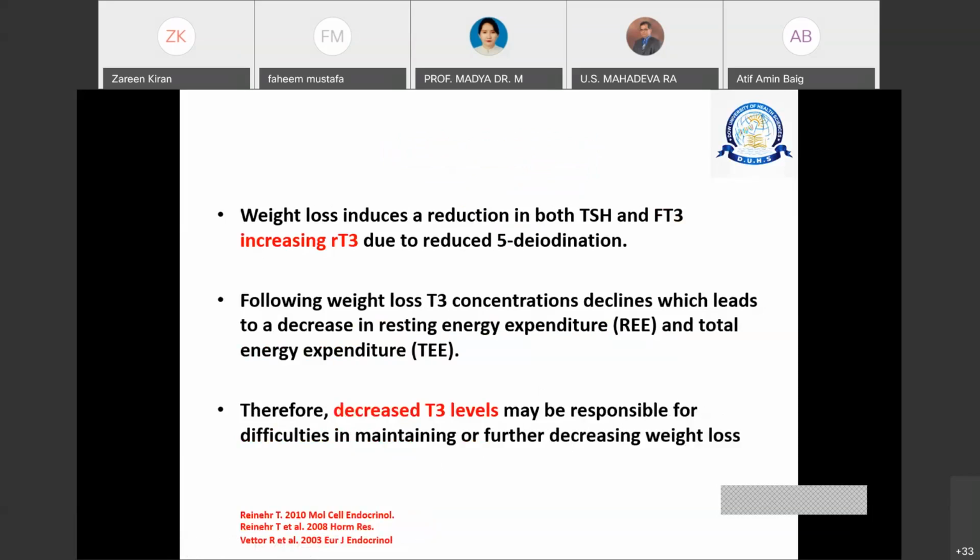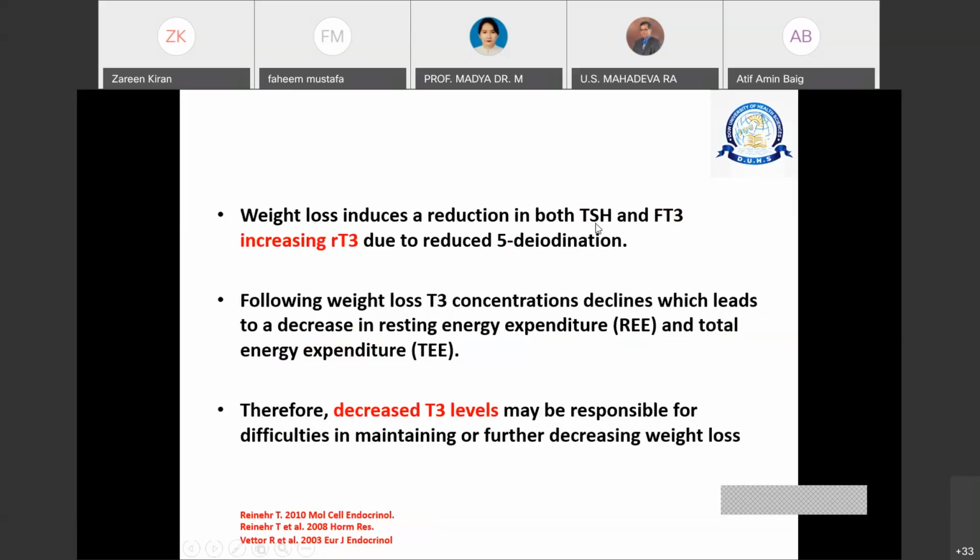Weight loss induces a reduction in both TSH and free T3. This results in increased reverse T3 levels due to reduced 5-deiodination, because this 5-deiodination is supposed to increase in excessive fat. When the fat content is increased, the enzymes are also increased, and they convert more T4 to T3. This T3 tries to compensate by increasing energy expenditure and maintaining the weight. But when the patient loses weight, with loss of adipocytes and mature cells, the reverse happens.